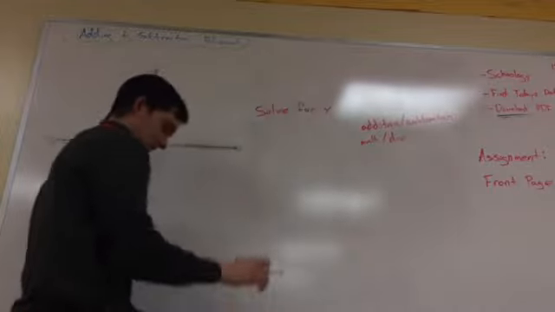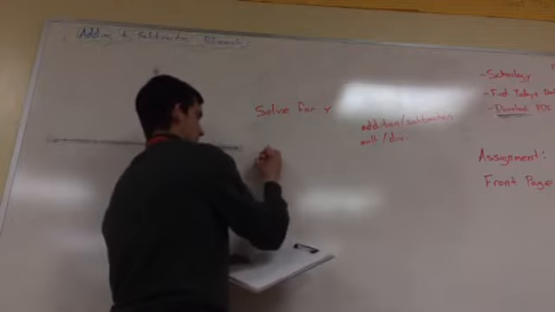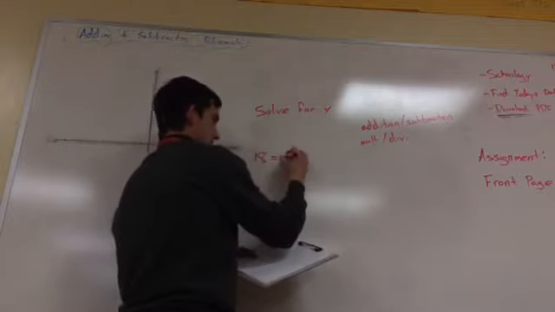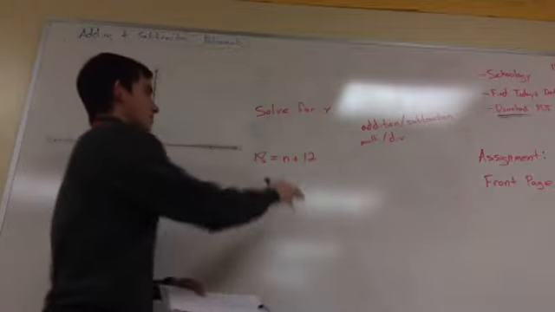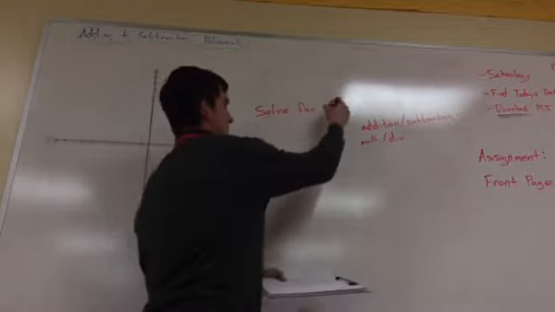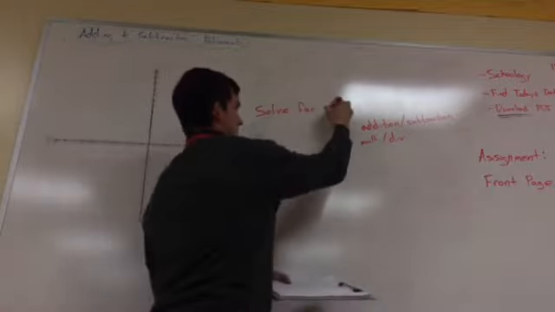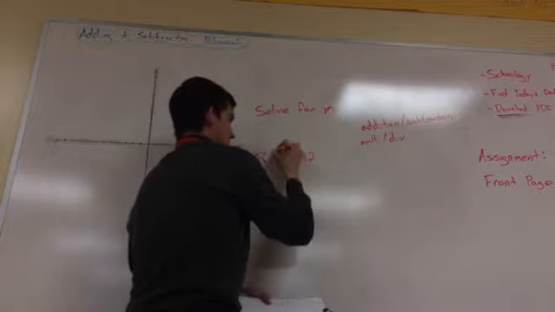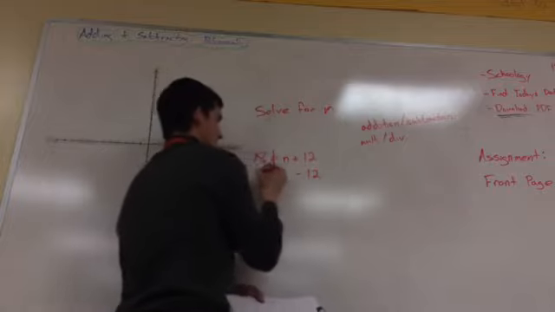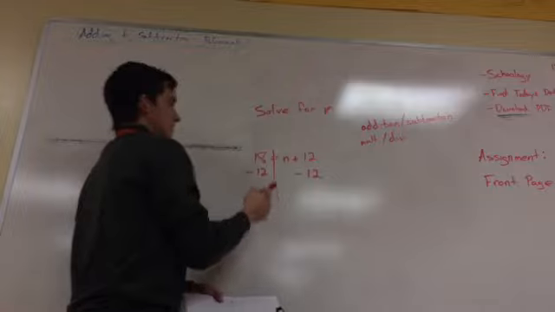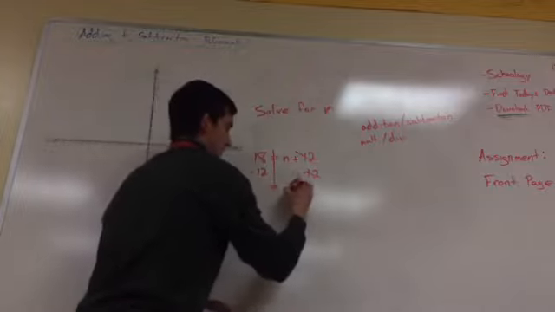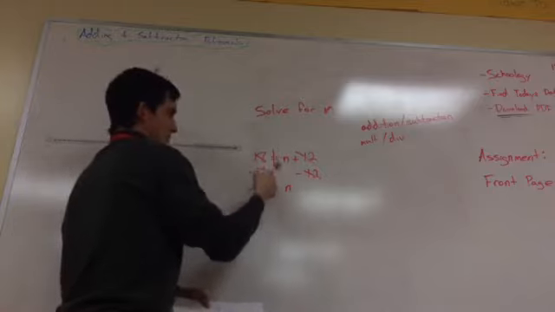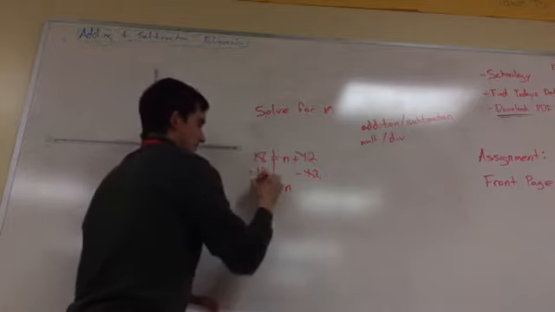Okay. Another one. 18 equals n plus 12. So if I'm trying to isolate and solve for n, then n plus 12, that's addition. The opposite of addition is subtraction. So I need to do minus 12 on both sides. So 12 and -12 cancel. So I have n equals 18 minus 12 is 6.